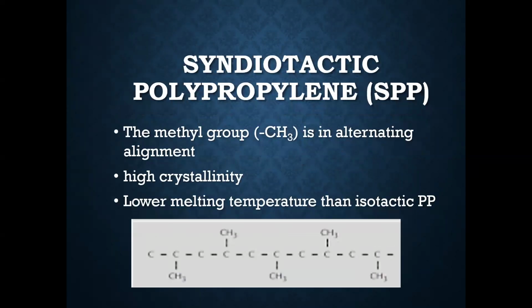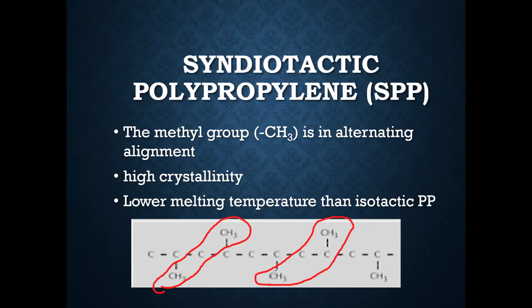The syndiotactic polypropylene, or SPP, here we have a regular distribution of the methyl group, but there is an alternating alignment. So one methyl group is in one direction and the next to it will be in the opposite direction, and so on. So as you can see here, there is an alternating, regular distribution of the methyl group, one up, one down.